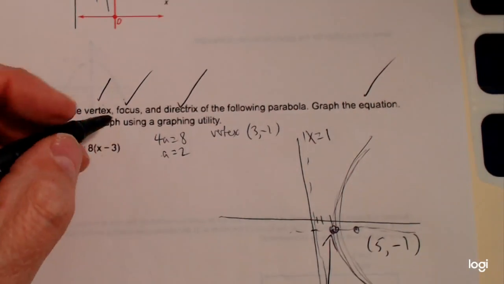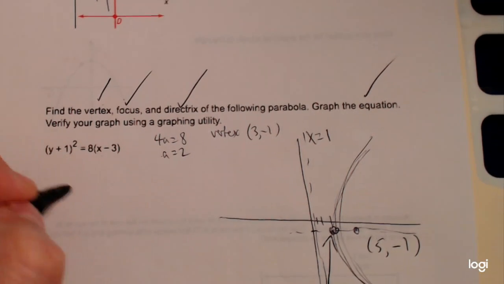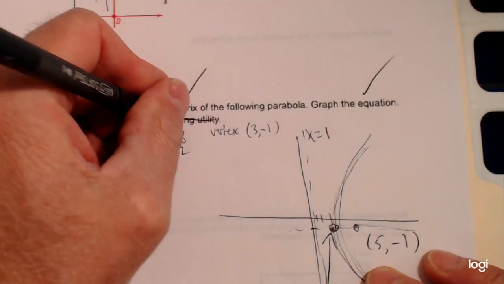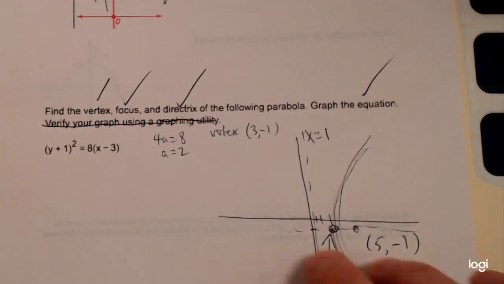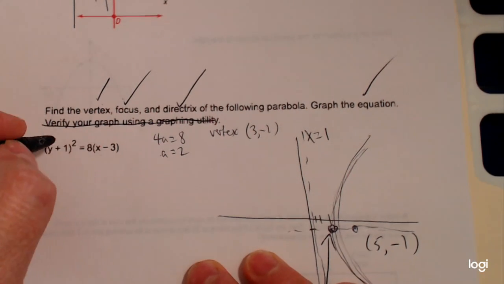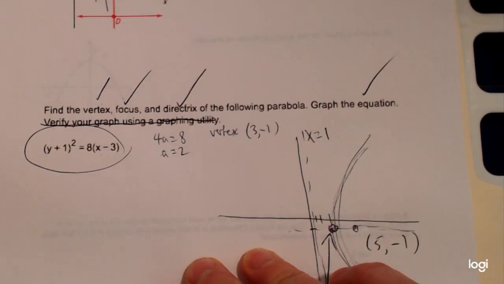Now, to verify using your graphing utility, you actually can't because you have to solve it for y. So don't worry about verify using a calculator. You won't be able to unless you do some fancy algebra. So if you really wanted to, you'd have to solve this for y by taking the square root of both sides. It's a mess. All right.